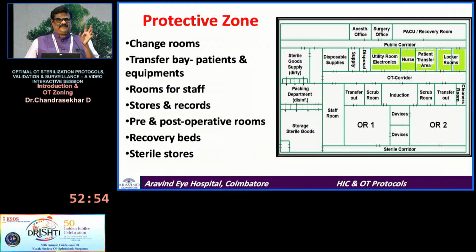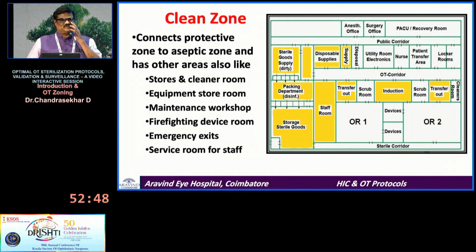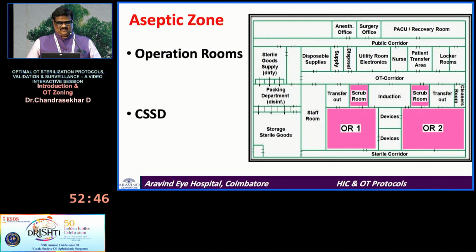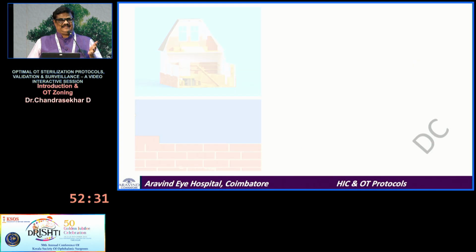The protective zone will be an area where we enter, with change rooms and store rooms and all. The clean zone would be a corridor, transfer rooms and patient recovery area and so on. The most important is the aseptic zone, which will be the part of the CSSD and the operating room. Then we have a disposal corridor, like I showed you, where there will not be a crossover between the sterile and the unsterile.